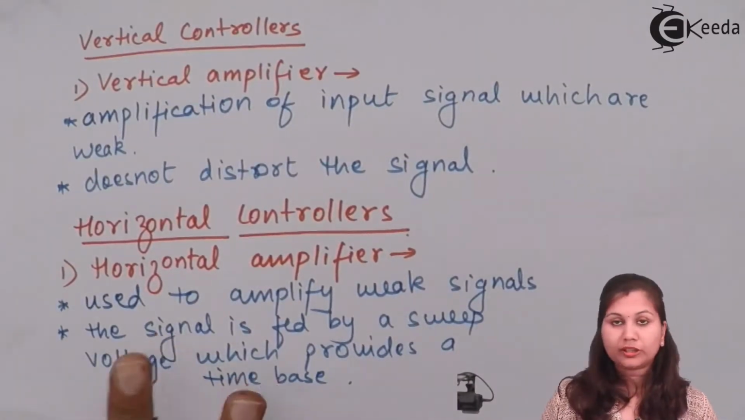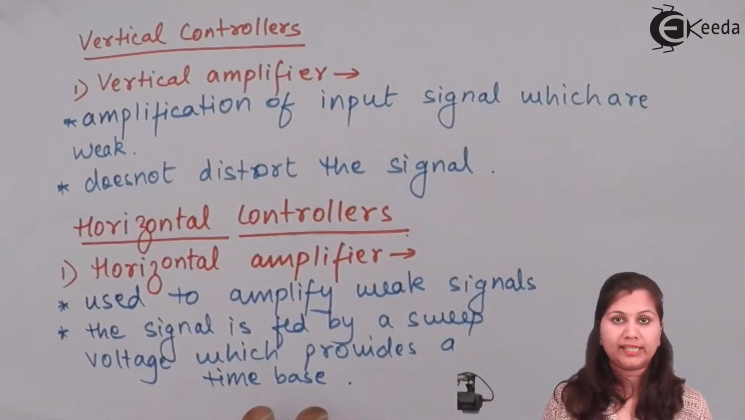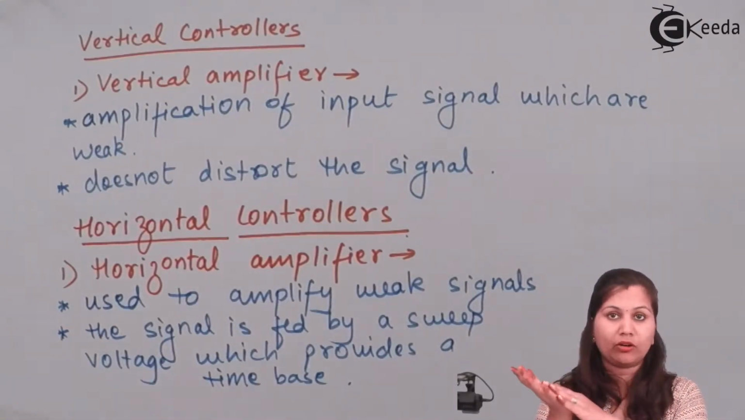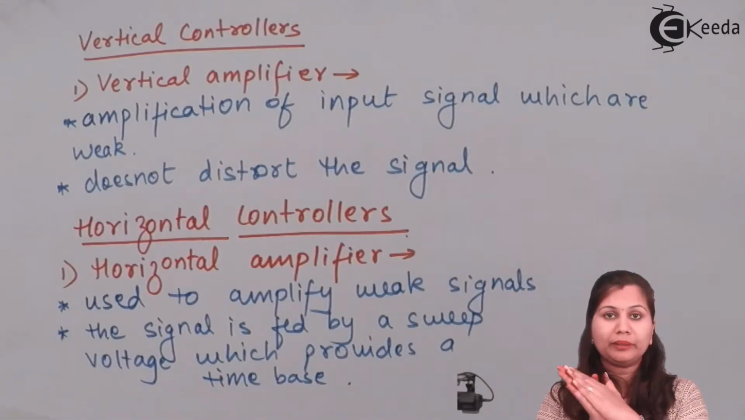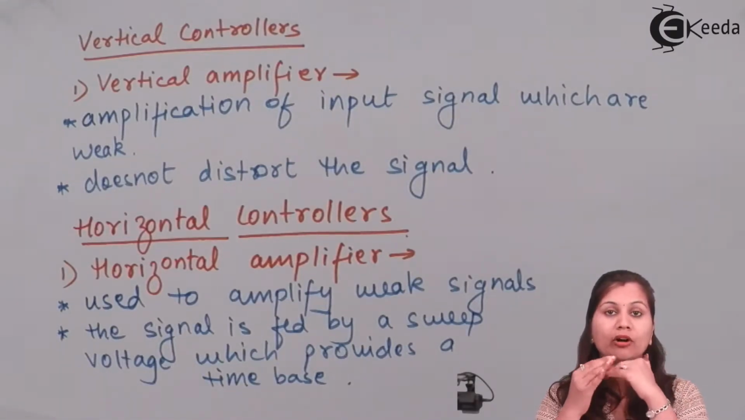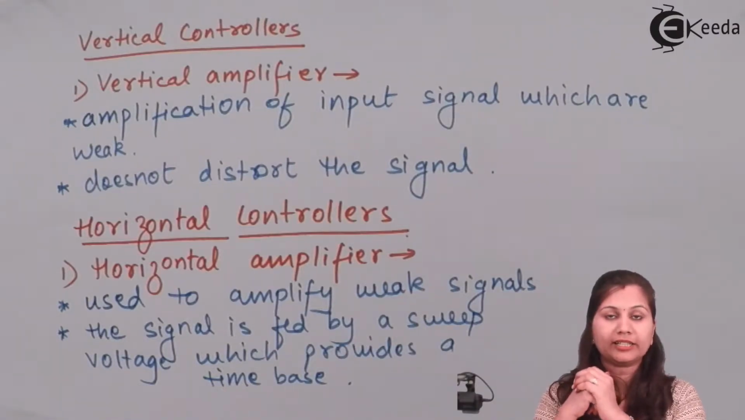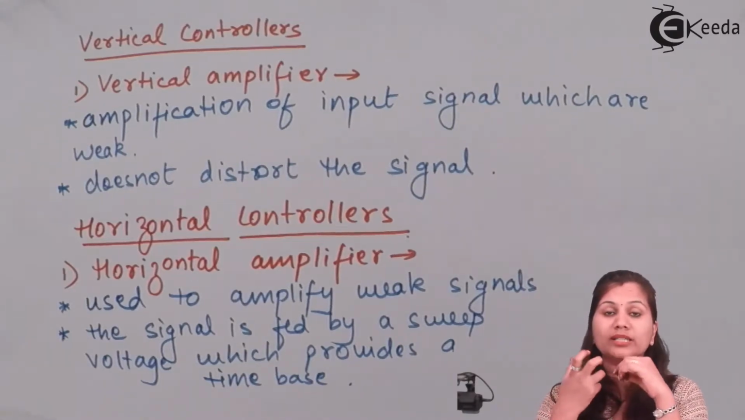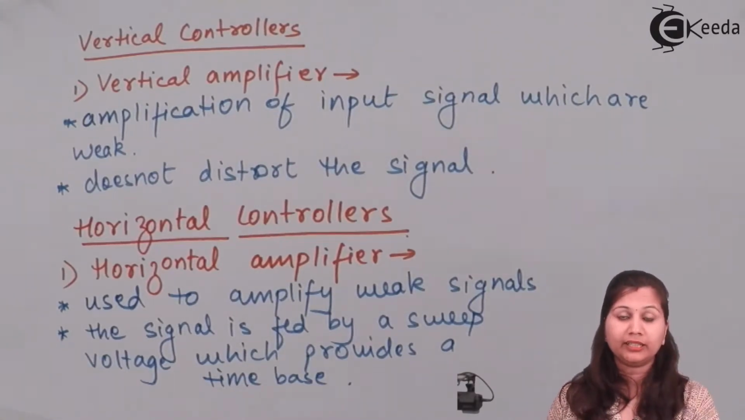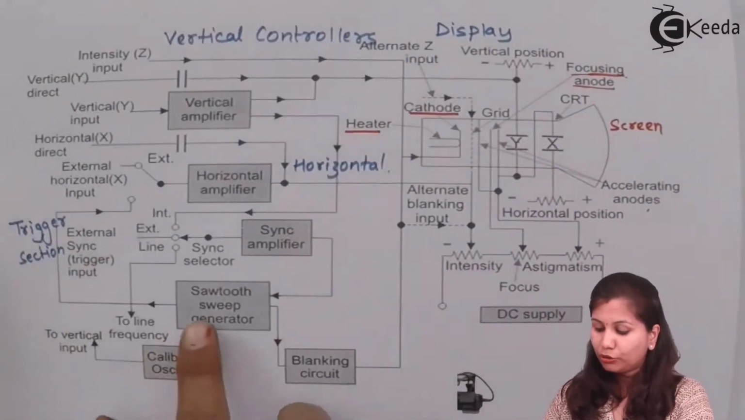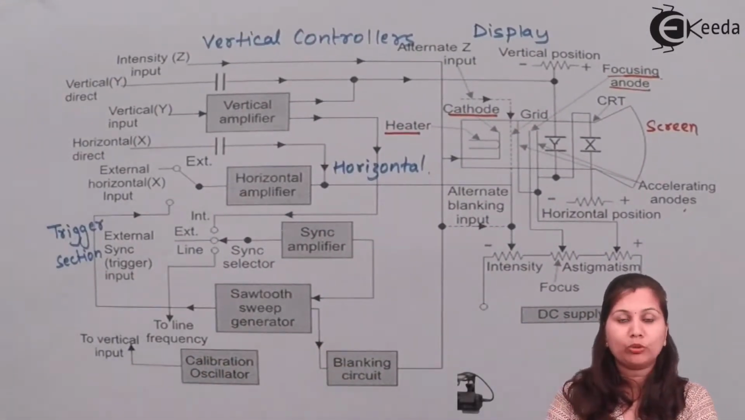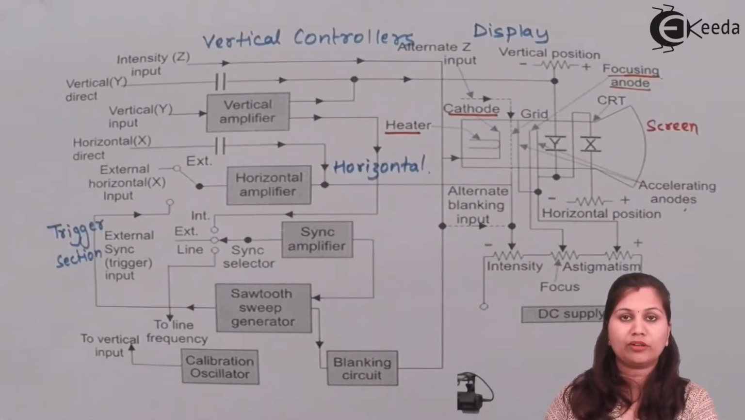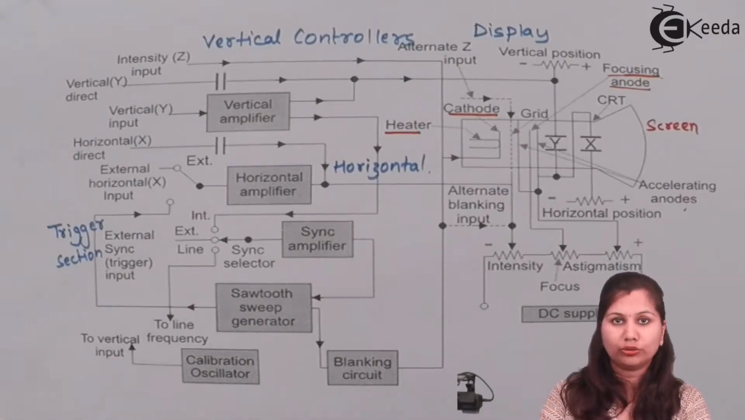So the horizontal amplifier also amplifies the weak signals. Now as I have said, the input signal which we want to display on the screen of the CRO will be applied to the vertical input, and the horizontal input is an internally generated ramp voltage, which is also called the time base. Now how is this ramp voltage internally generated? We are having here a sawtooth sweep generator. The ramp voltage is also known as the sawtooth wave.